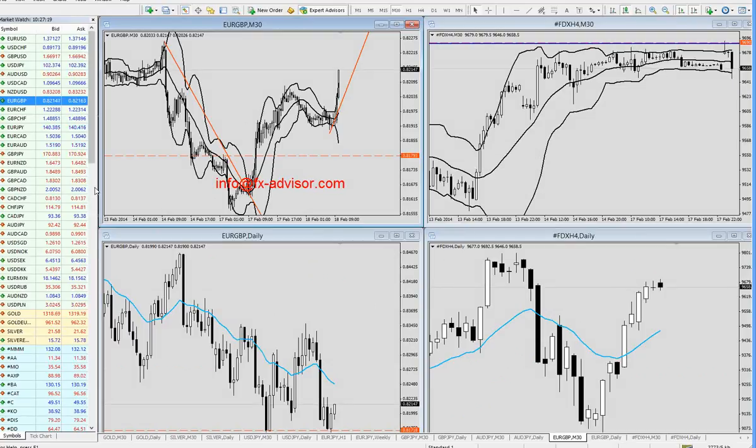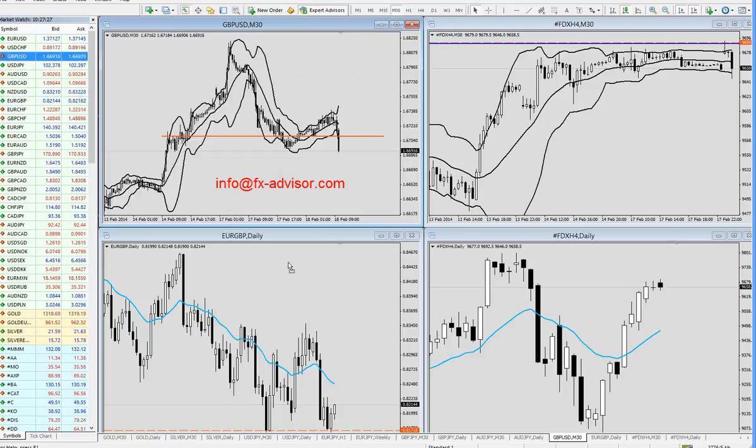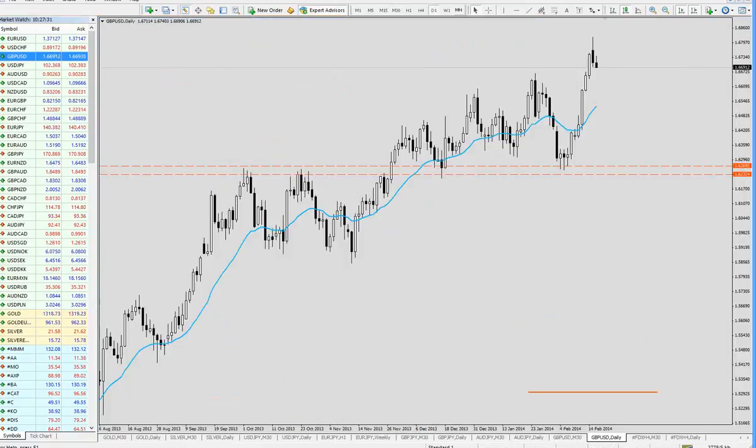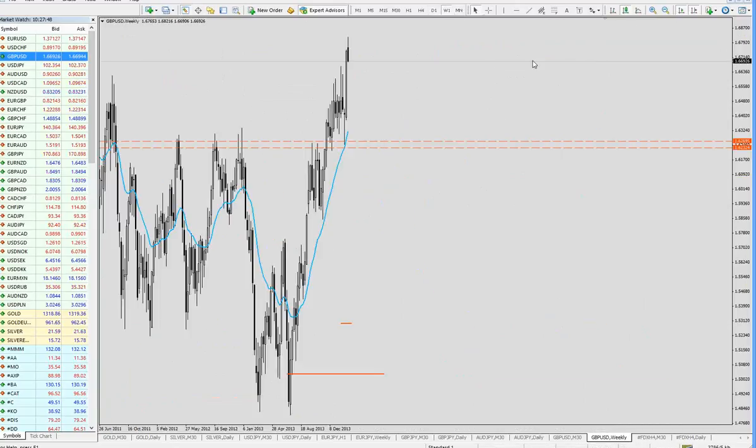And one more. It's British pound, US dollar. We were looking to sell yesterday. I'm going to remind you again when we will switch to the 30-minute chart. But let's go through the higher time frames.